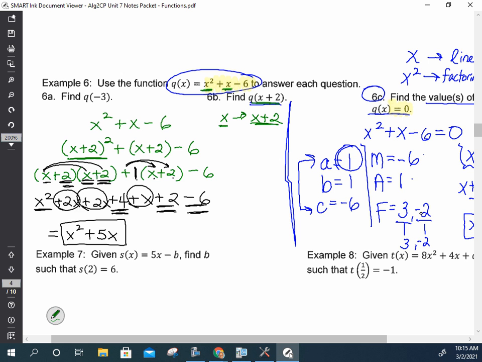So anytime you have something squared, that means write it 2 times, then multiply that. So we did 6B. Any other questions? Questions on or additional examples needed?